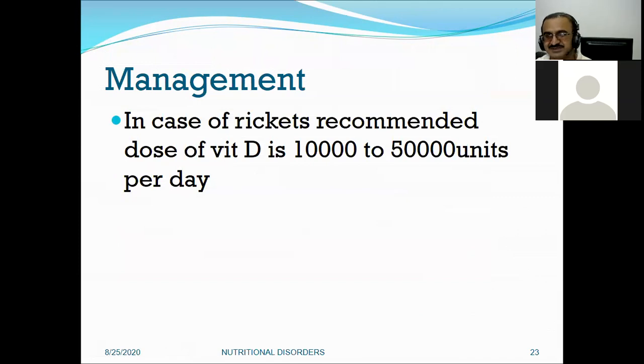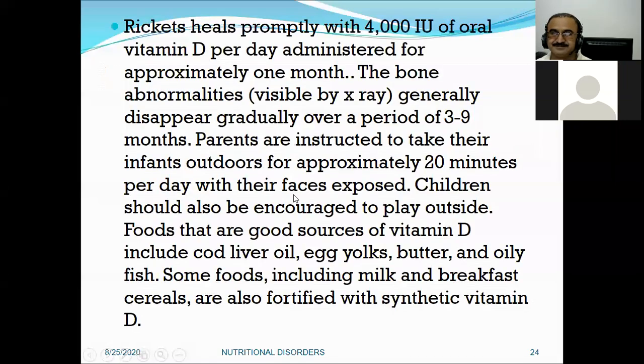So there may be vitamin D, as we teach you in the children's ward or medicine, 10,000 to 50,000 units per day for a child suffering from vitamin D deficiency. Rickets heals promptly with 4,000 units of oral vitamin D per day in 1 month.